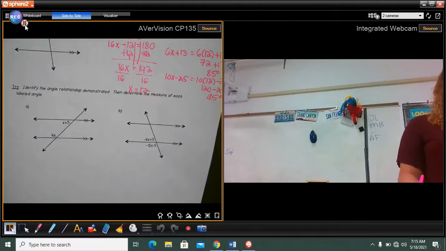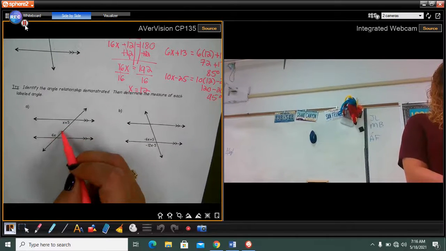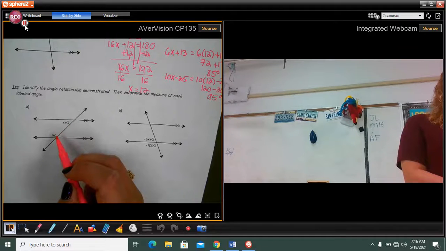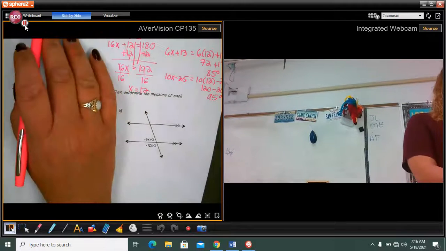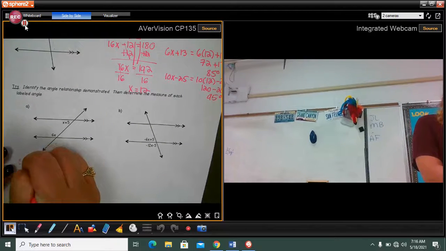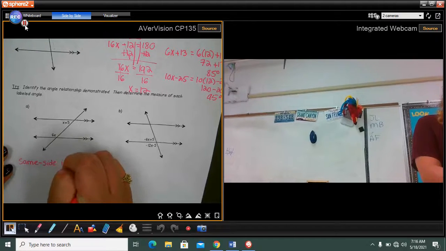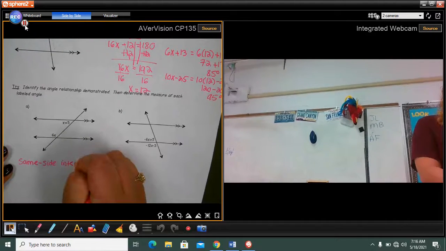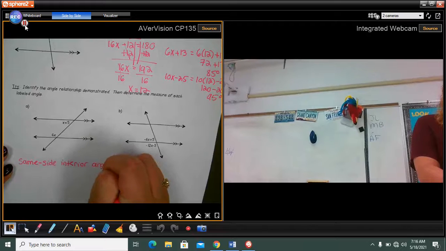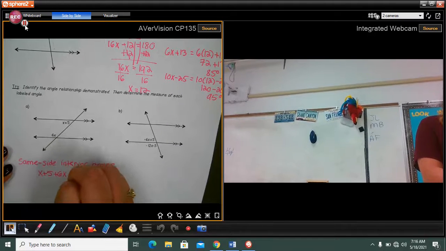Welcome back. So these are interior, they're inside my parallel lines, and they're on the same side. So these are going to be same side interior angles. And what do we know about same side interior angles? That the sum equals 180. So add these together and set it equal to 180.